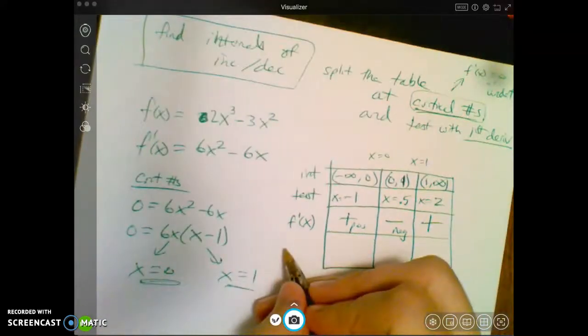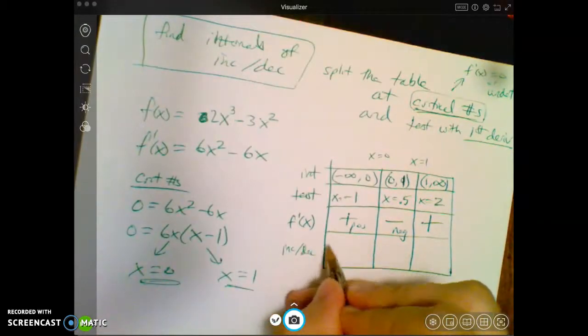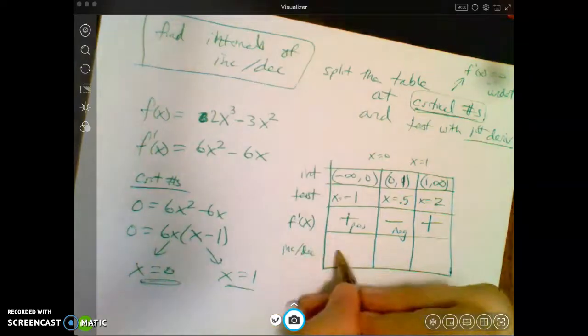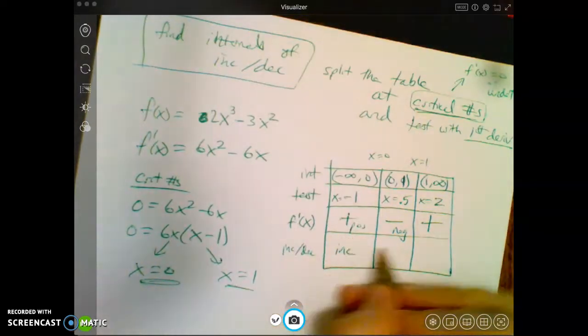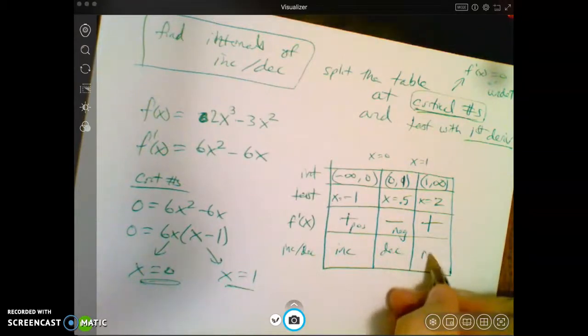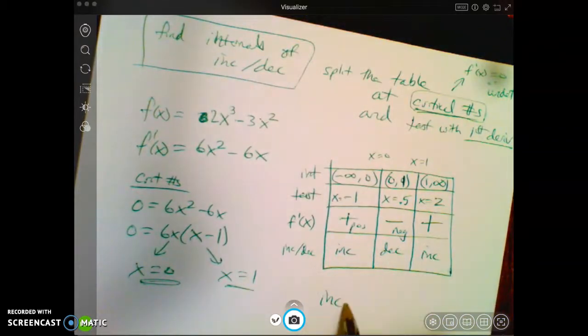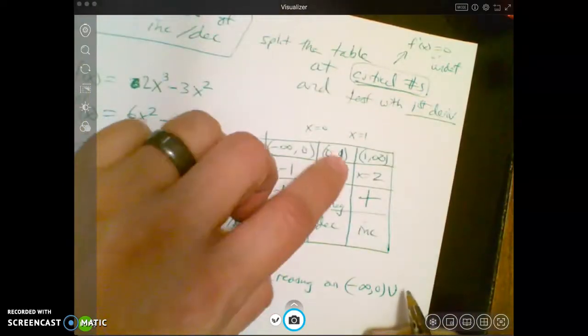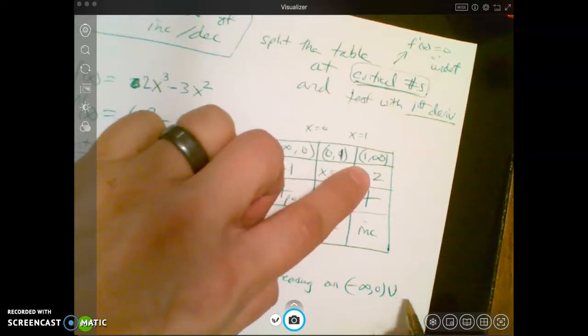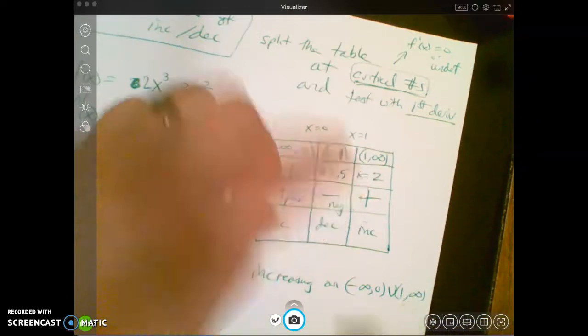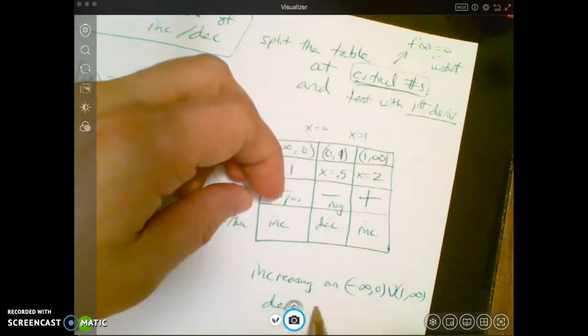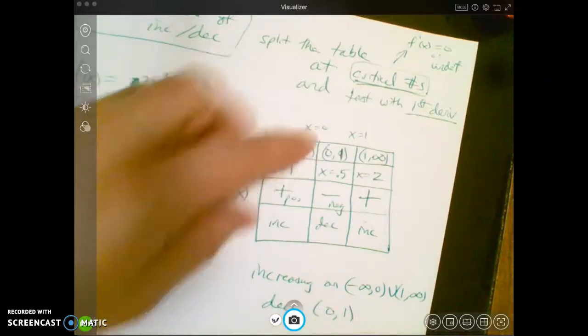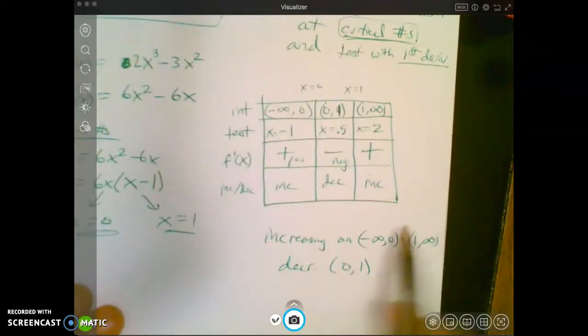Alright, so what's that mean as far as increasing or decreasing? Well, if your graph is positive on the first derivative, your graph is increasing on that whole chunk. Here it's decreasing, and here it's increasing. So I'd say increasing on -infinity to 0, and then use this union symbol, kind of like means along with, and then 1 to infinity, which means the only way it's decreasing is from 0 to 1. Alright, so that's a skill you need to remember.